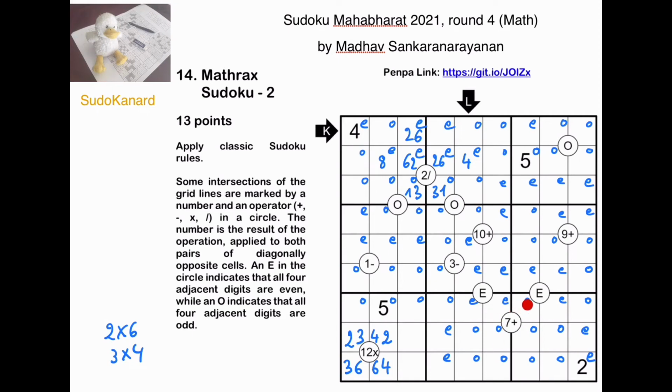7. Those must be 2, 4, or 6. But, oh, yes, there's a 2 here, so what? No, this one is not 2. This must be 4 or 6.